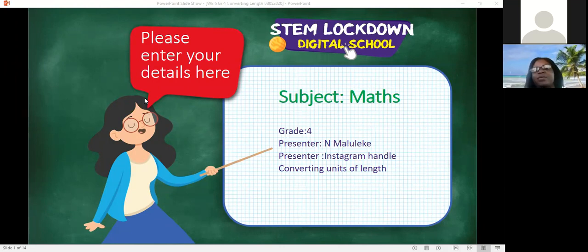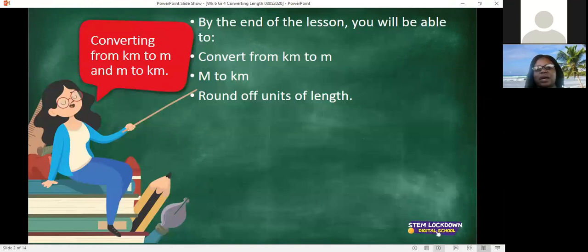So today we are continuing with conversion, and we're also going to look at rounding off, guys. But first we are going to finish converting from kilometers to meters and from meters to kilometers. By the end of the lesson, you'll be able to convert from kilometers to meters, and also from meters to kilometers, vice versa. And you're also going to be able to round off units of length. So we are going to look at rounding off also.